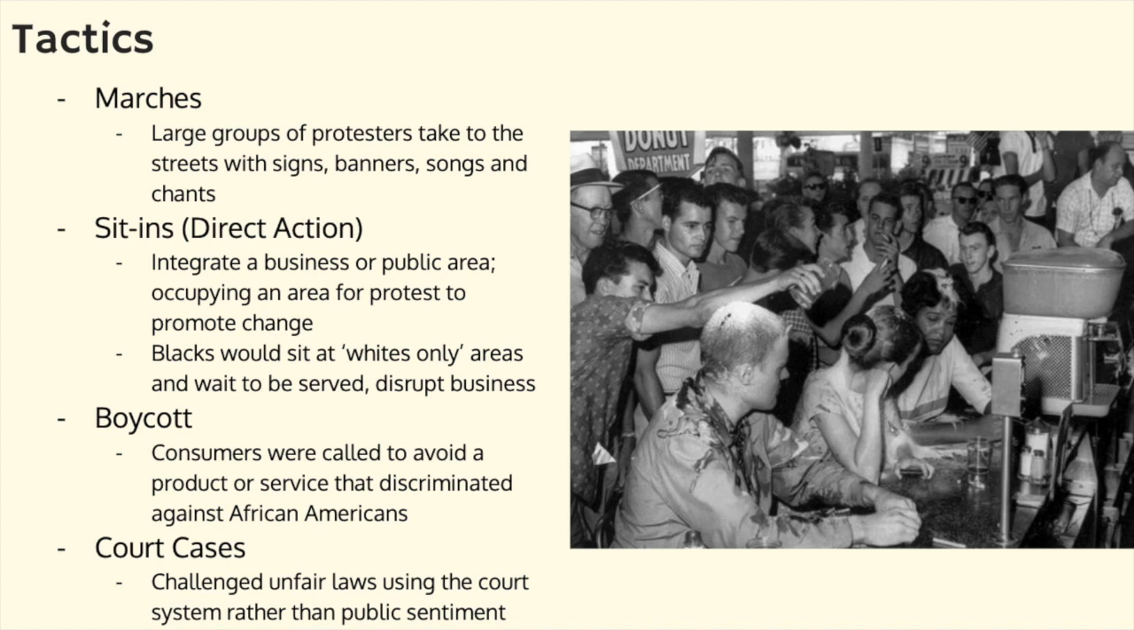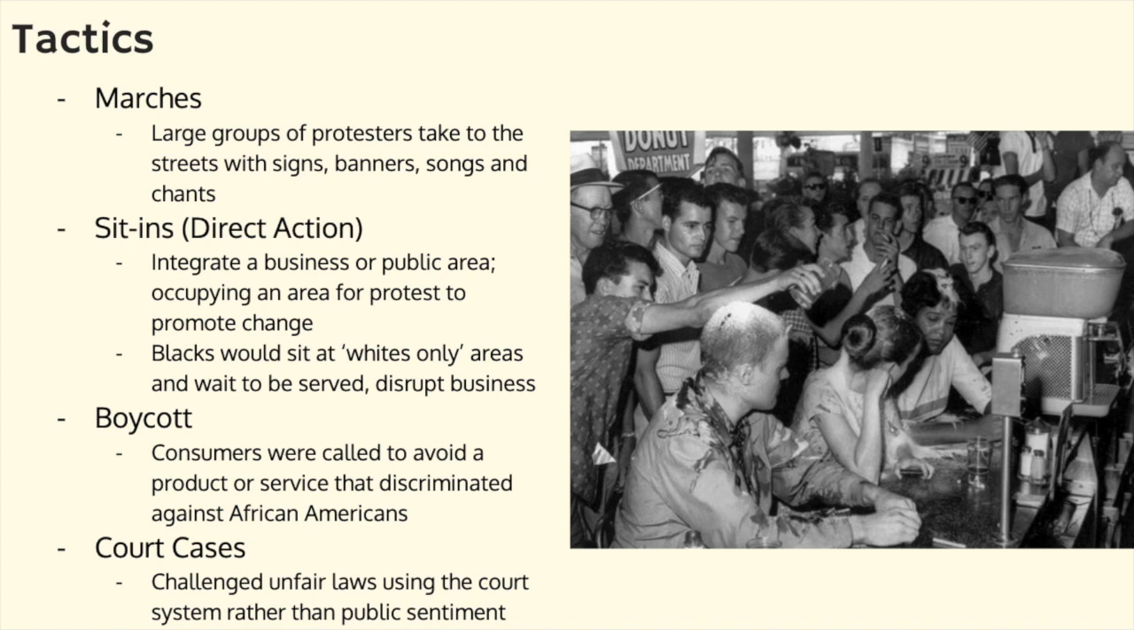Sit-ins became very common, and they were a way to force integration in businesses or public areas that refuse to integrate. So what you see here is a lunch counter that was segregated. And you can see these three people are sitting in a place where they're not supposed to sit. Blacks would sit at white-only areas and wait to be served. When they were refused service, they would refuse to leave until they were served.